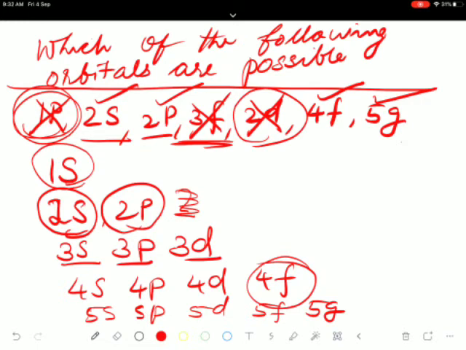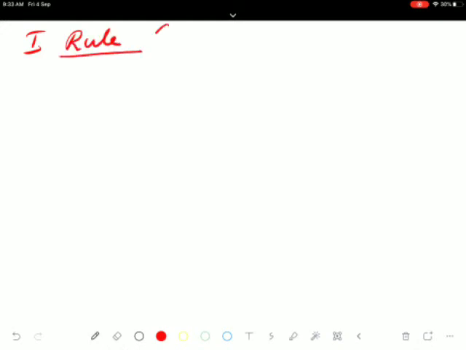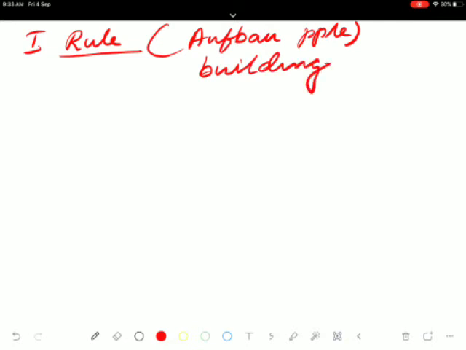All right. That's about orbitals. Now for orbital filling, there are 3 rules. First rule, write it down, is the Aufbau principle. Aufbau means building up.